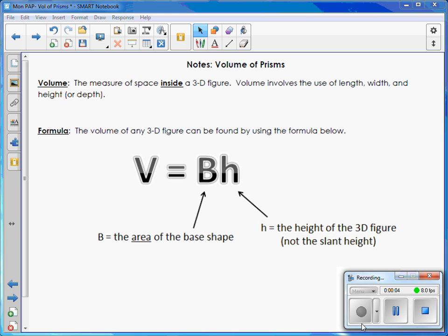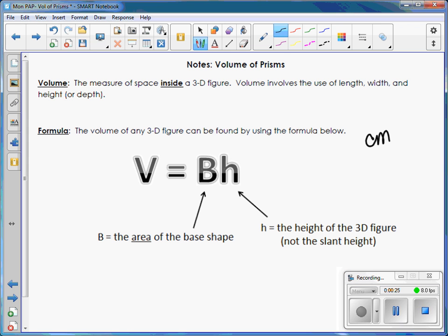So today we're starting volume, and we're going to start with volume of prisms. First of all, volume, again, is a measure of space inside a 3D figure. So volume involves the use of length, width, and height or depth, which means we're using 3 dimensions. So when we make our label, it's going to be something like centimeters cubed.